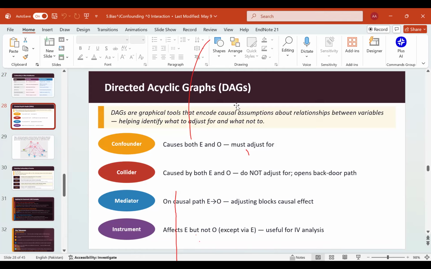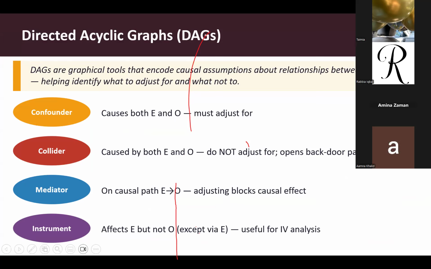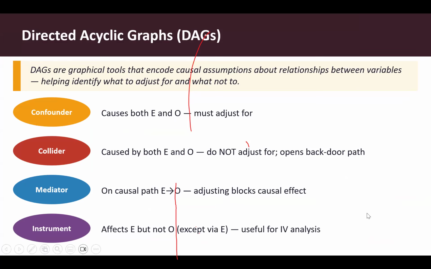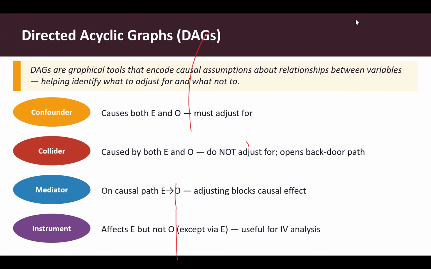So then we come to another important concept, which is the directed acyclic graph, also known as DAGs. These are graphical tools that encode causal assumptions about relationships between variables, helping identify what to adjust for and what not to adjust for. In cases of a confounder, it causes both exposure and outcome, so it must be adjusted for. In cases of a collider, it is caused by both exposure and outcome. Do not adjust for them.